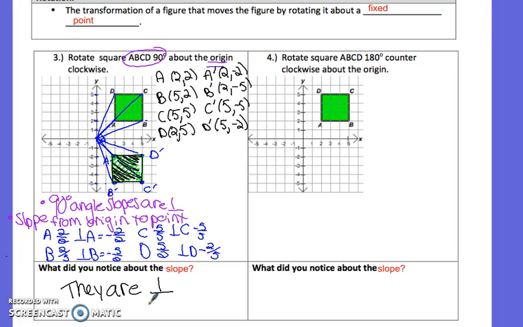This time it says rotate A, B, C, D 180 degrees counterclockwise. 180 degrees is a straight line. It doesn't matter how the straight line is. It just means it's a straight line. Let's think about the slope of straight lines. Is it going to change? No, it's going to be the same slope. So again, it's about the origin. So I'm going to find the slope from the origin.